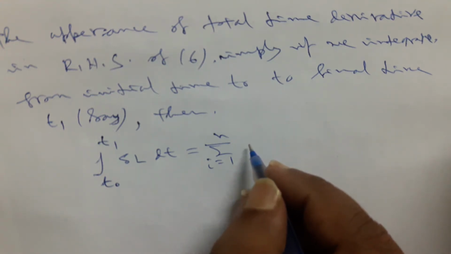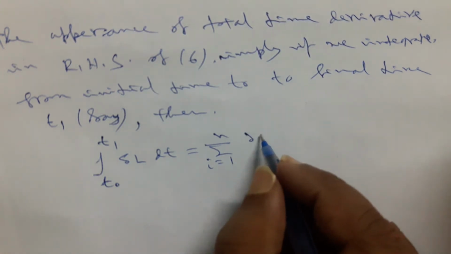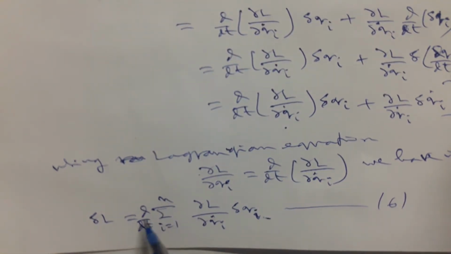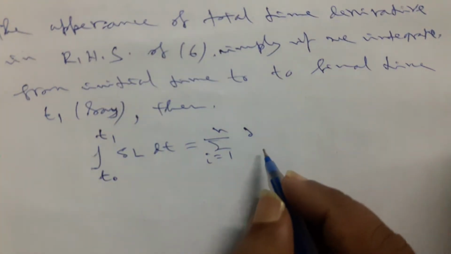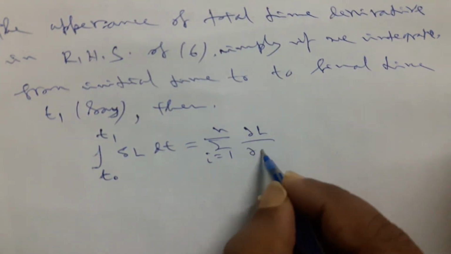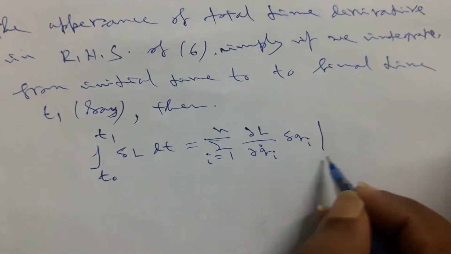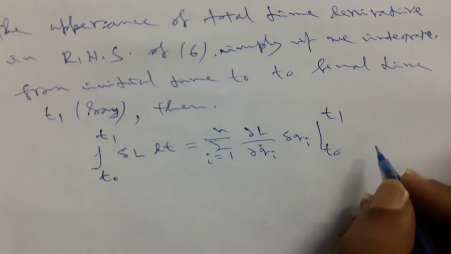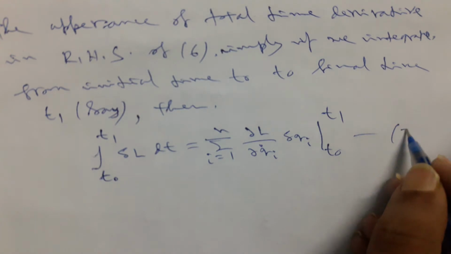And if we take this integration and use the bracket terms of equation number 6, we consider only this term, this will not be there. So ∂L/∂qi dot times the virtual displacement of qi from t0 to t1, taking it as equation number 7.